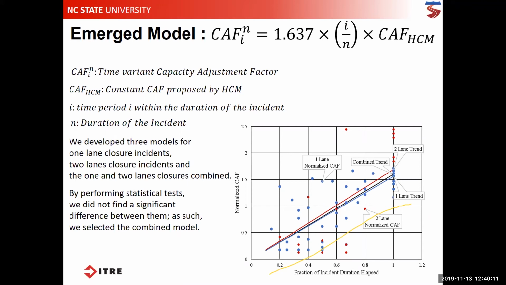It shows that our time-dependent capacity adjustment factor is 1.637 times I, which is the time period within the incident, divided by N, which is the total number of 15-minute periods in the incident, or incident duration, times the HCM capacity. So our time-dependent adjustment factor is a function of the HCM default capacity adjustment factor, and also the progression in terms of time within the duration of the incident.